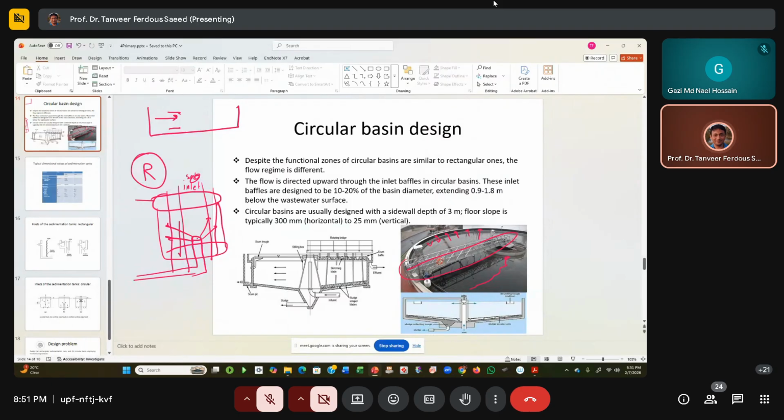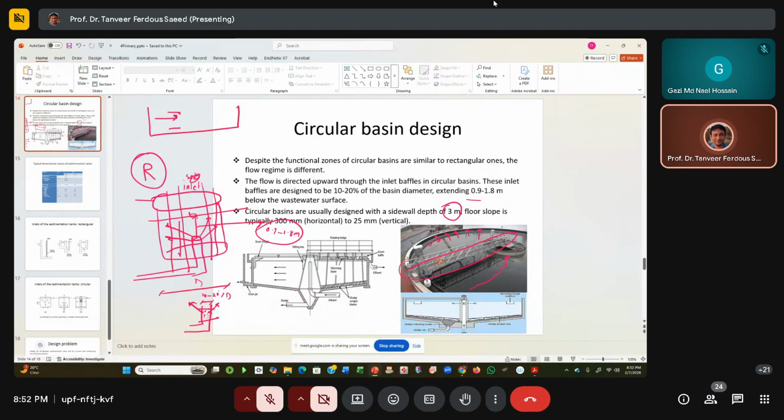So how is the flow distributed here? By a baffle. Maybe it will have a perforated baffle or perforated holes, and flow will be distributed. This baffle is designed to be 10 to 20% of the total diameter D in width, extending 0.9 to 1.8 meters below the water surface. And the sidewall depth is similar, 3 meters.